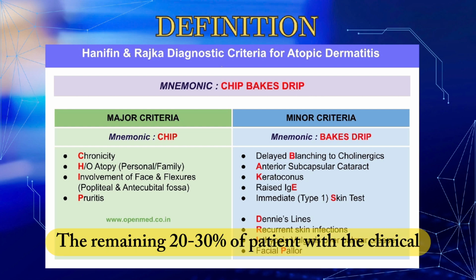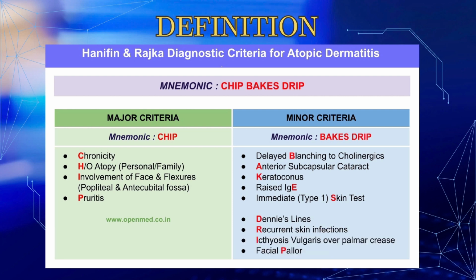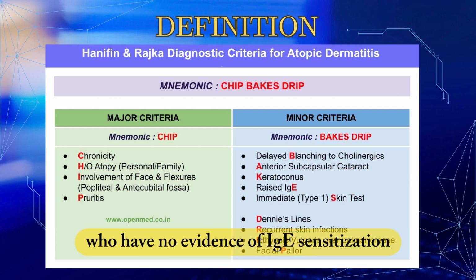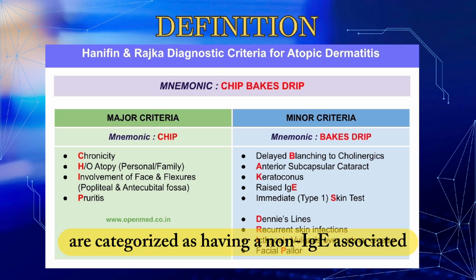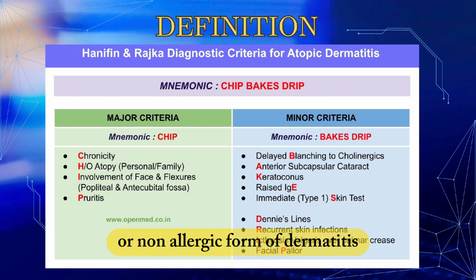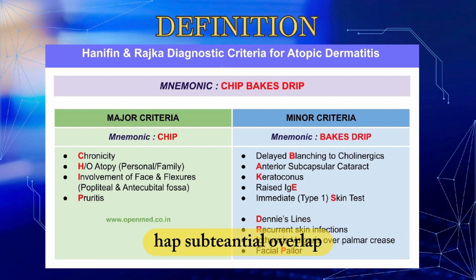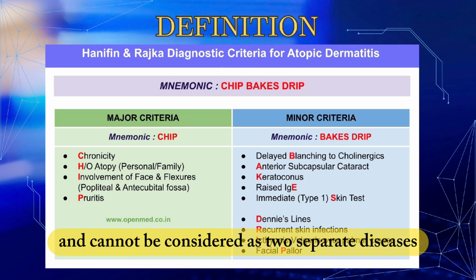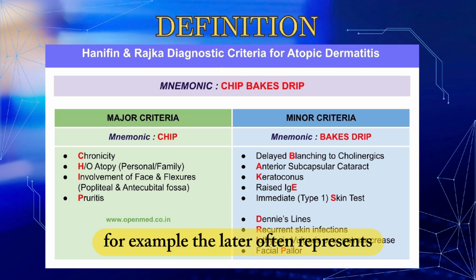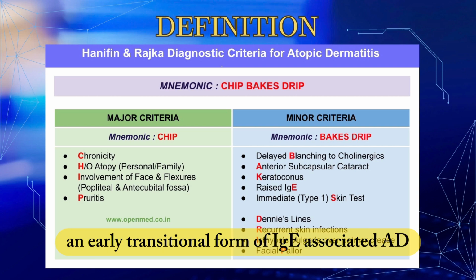The remaining 20 to 30% of patients with the clinical phenotype of AD who have no evidence of IgE sensitization are categorized as having a non-IgE-associated or non-allergic form of dermatitis, formerly known as intrinsic AD. However, IgE-associated allergic AD and non-IgE-associated non-allergic dermatitis have substantial overlap and cannot be considered as two separate diseases. For example, the latter often represents an early transitional form of IgE-associated AD.